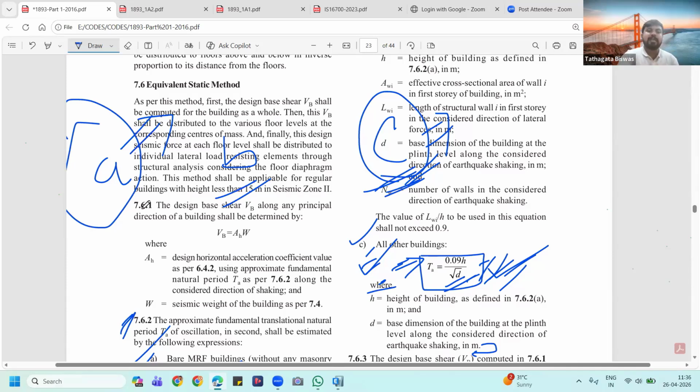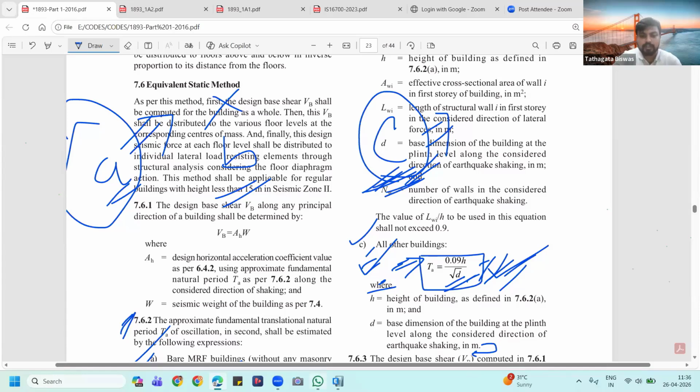Or if B is more than A, then automatically B will rule out, because it could not be more than A. So in that case, directly you can take C. So you need to see all these three values, and you need to take the immediate value after the lowest, or the lowest. You should not take the highest value, because that will be a little underestimation of the force. So this way you need to consider the time period.